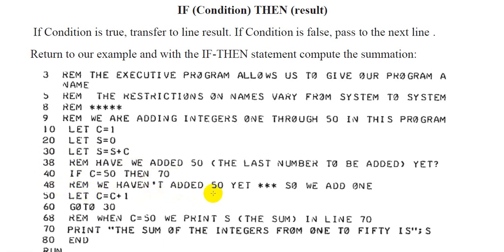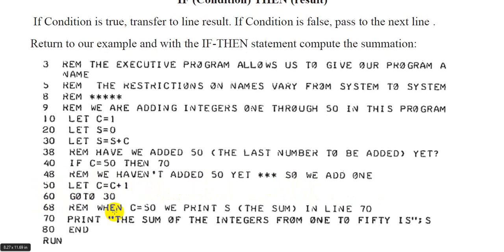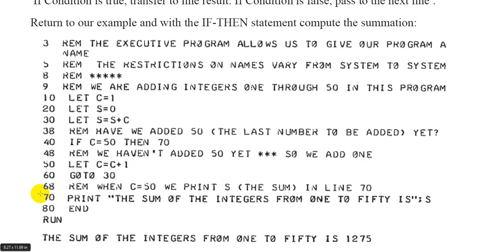48 REM, haven't we added up to 50 yet? So we add one at a time at each step to perform the activities we are assigned to do. 50 Let C equal C plus 1. 60 Go to 30. If the condition is now valid, we go straight to 70; otherwise, go to 30.